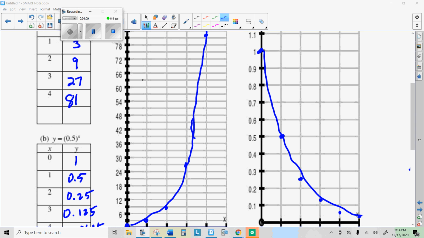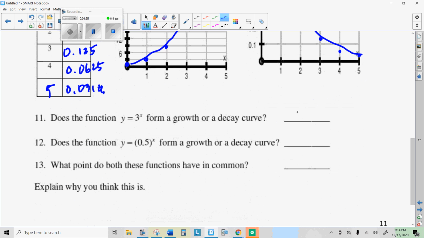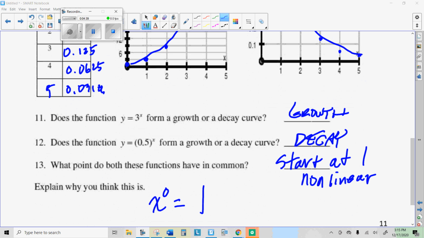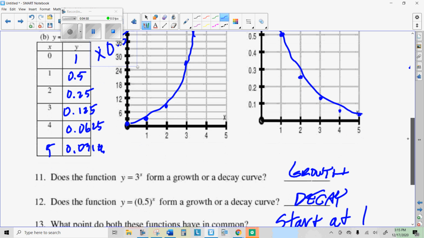So here's what your graphs look like. What we can learn from that is that this is a growth graph, exponential growth. This is an exponential decay graph. The reason we know that this is a growth graph is because in this one we're multiplying by a number above 1. And in this one, we're multiplying by a number less than 1. So you can answer these questions. We know any number to the 0 power is 1. So they have to start at 1 if you are just doing something to a power.